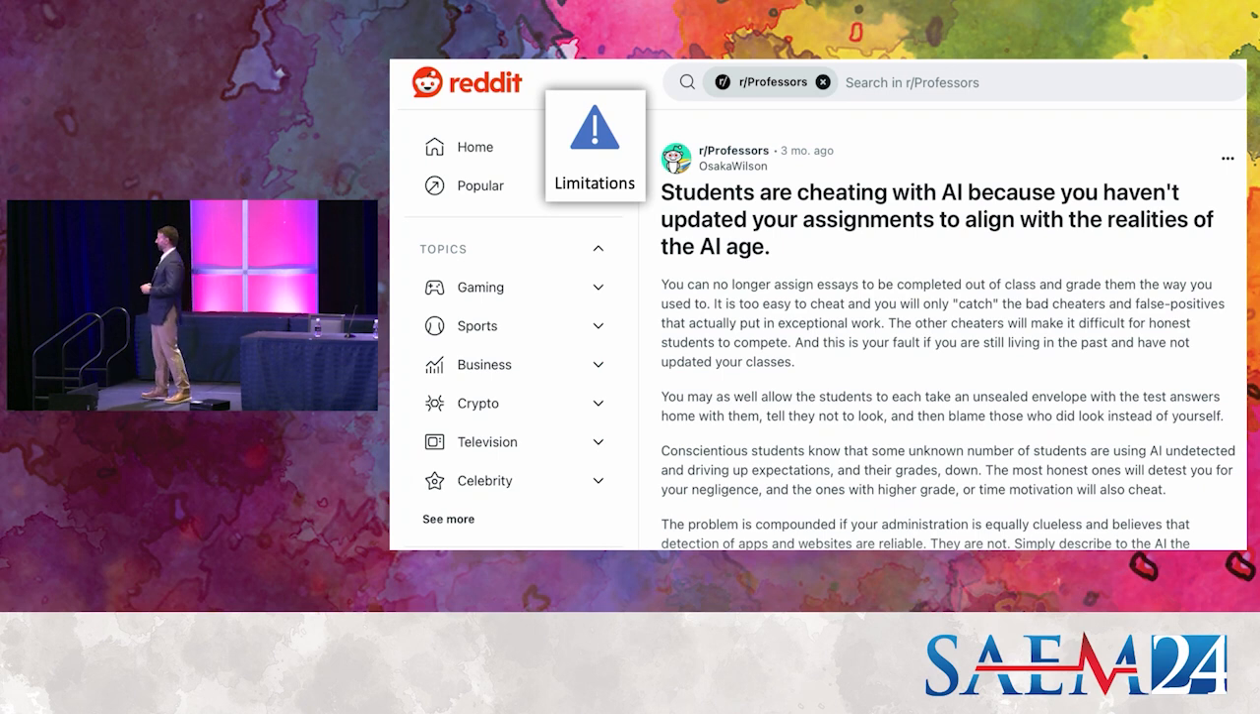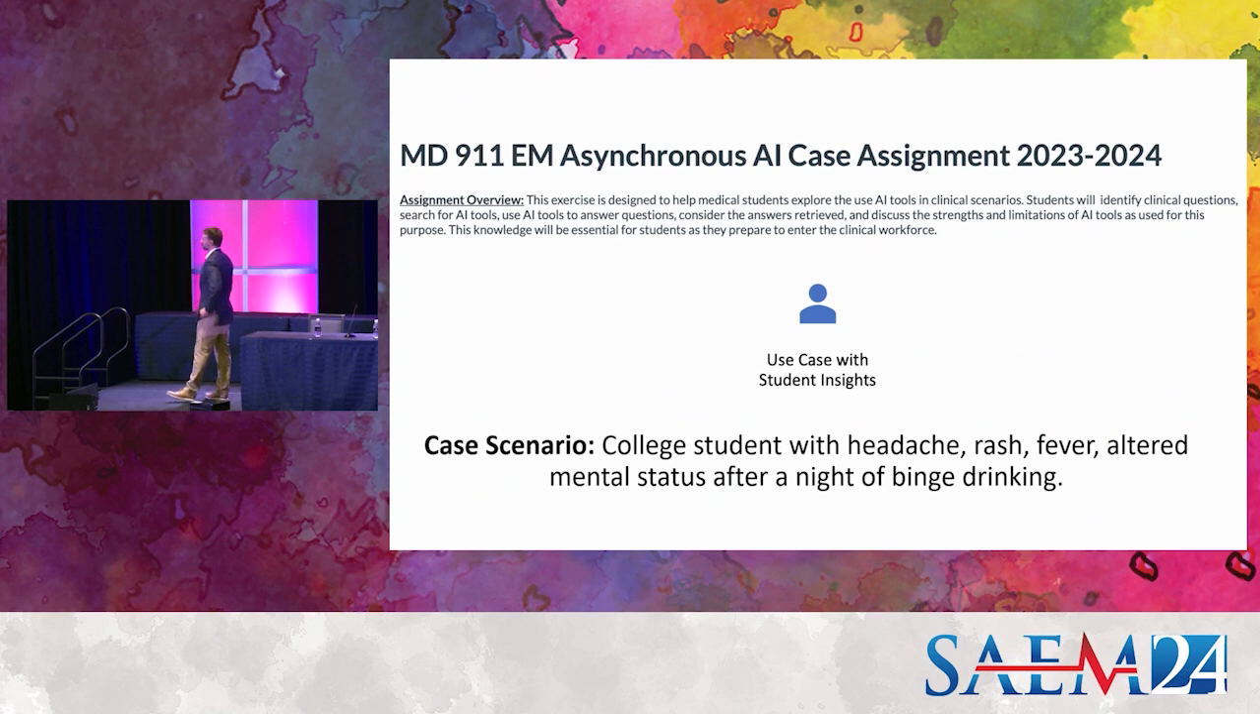So it's a bit of ignoring the reality, and I would suggest that there's probably a reason for us to catch up to this and alter some assignments and think about how we're doing this. So that's what I chose to do with my clerkship last year. Our clerkship is conveniently numbered MD911. It was initially a mistake, but I embraced it.